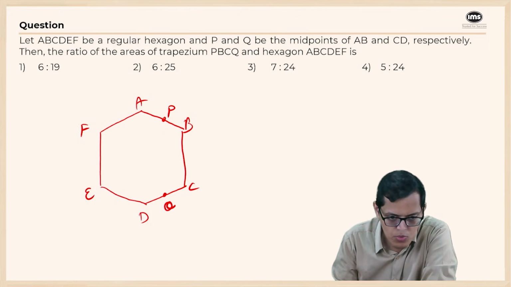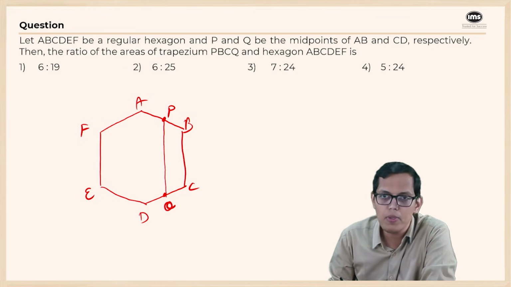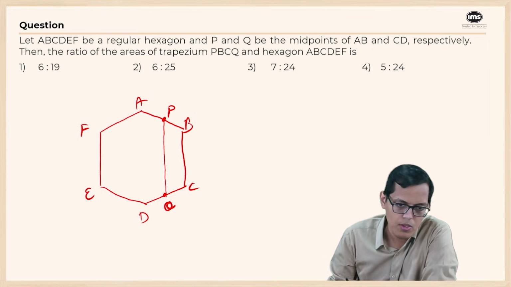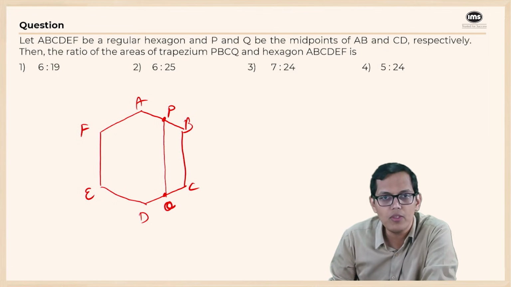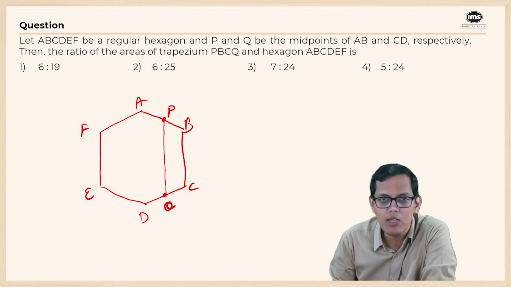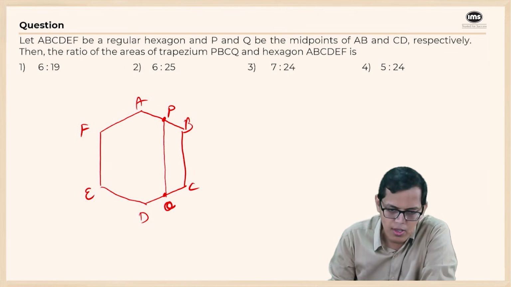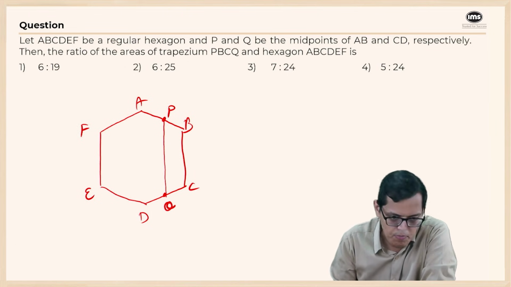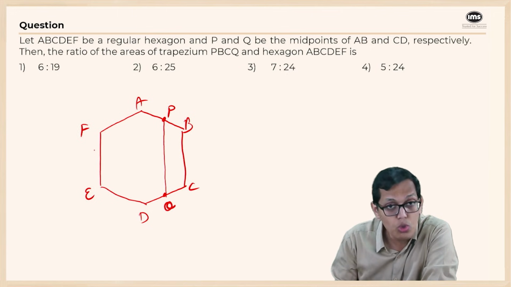Let me connect them so that I can see the trapezium PBCQ. It's quite visible now. We have to find the ratio of the area of PBCQ in comparison to the whole hexagon. There are multiple ways of dealing with this particular question. However, I found a particular way very interesting. For that, you should know two things.